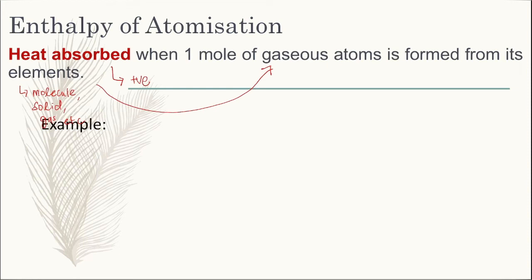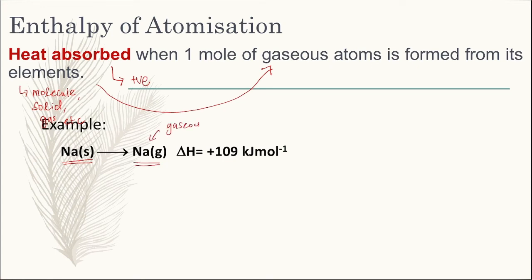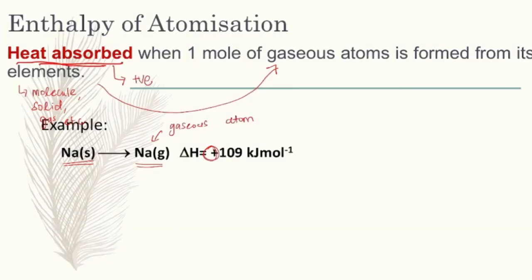Let's see an example. In this case, sodium as an element is in solid state. In order to get the value of enthalpy of atomization, you have to convert the solid sodium into a gaseous sodium, because this is the gaseous atom as stated in the definition. And the enthalpy of atomization for this reaction is positive 109 kilojoule per mole. Why does it have a positive value? Because it is stated in the definition that heat is absorbed.